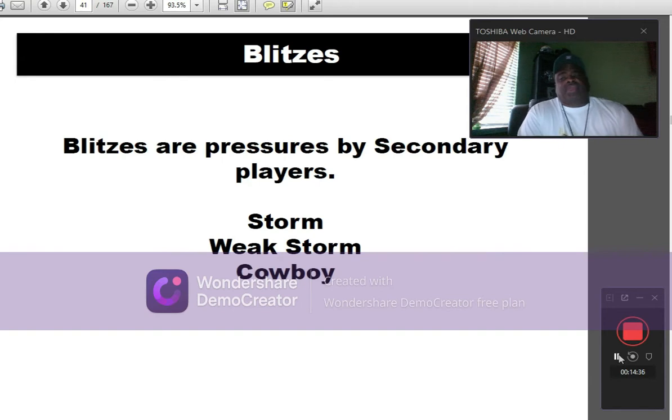Now if you're running the 4-2-5, you can even add your secondary pressures and players into it. I just call it storm, weak storm, and cowboy. It could be red scan. It could be anything.